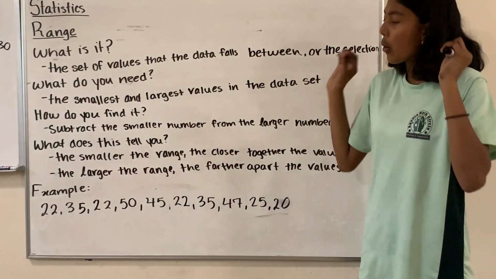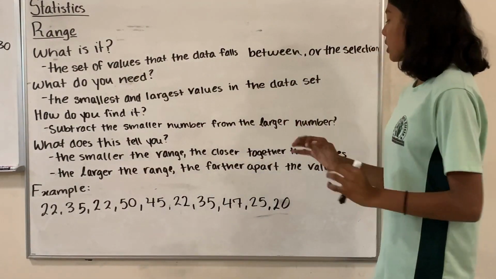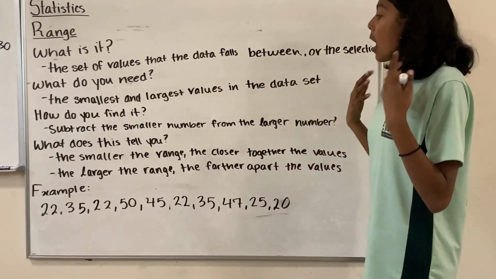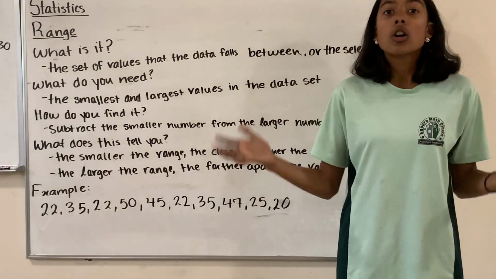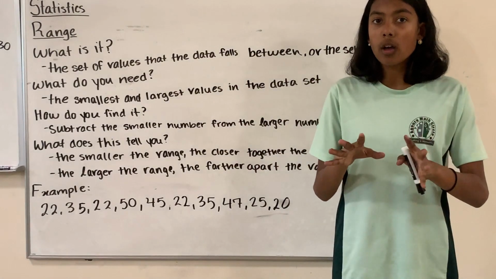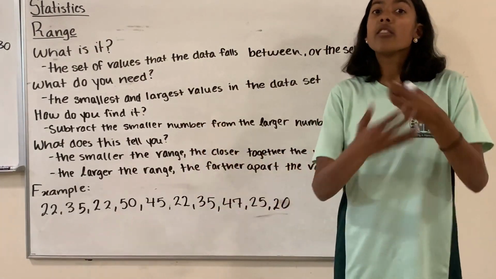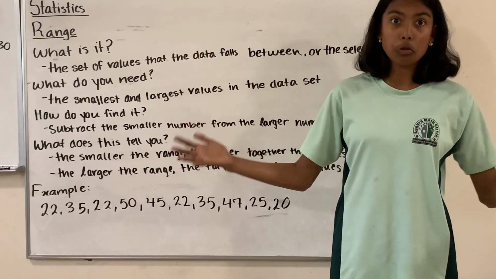What does this tell you? Well, the smaller the range, the closer together the values are. The larger the range, the farther apart the values. So if the range is small, your selection of items is small. If the range is big, you have a wide variety of selections that you can choose from.